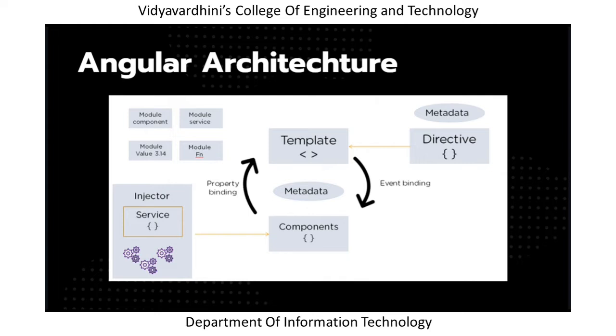And altogether, the component and the template interact with each other through event binding or property binding. So we'll be covering each block in detail as we move ahead. So first we are going to cover modules.